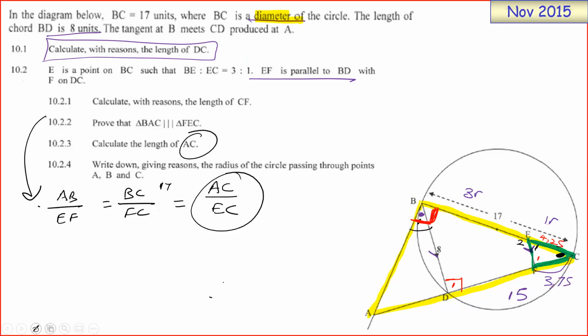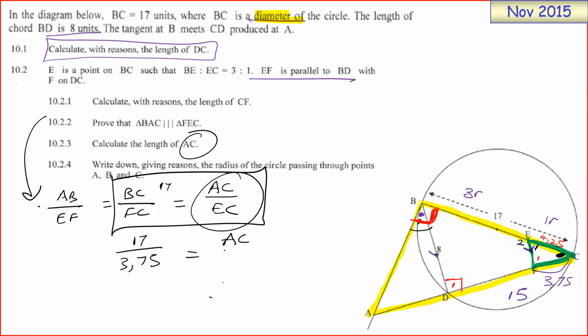All right, we're interested in this too. So we said BC is 17, FC is 3.75, AC we don't know, that's what we're trying to find. Now let's go to EC. Do we know what EC is? Yes, sir. We worked it out. It's 4.25.